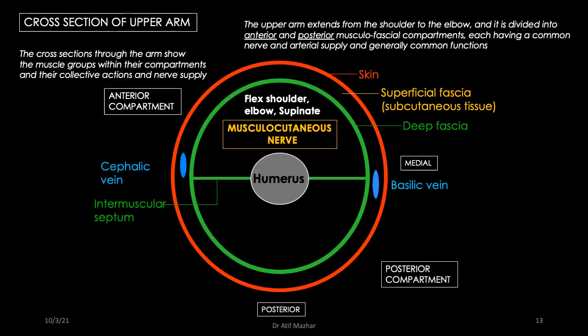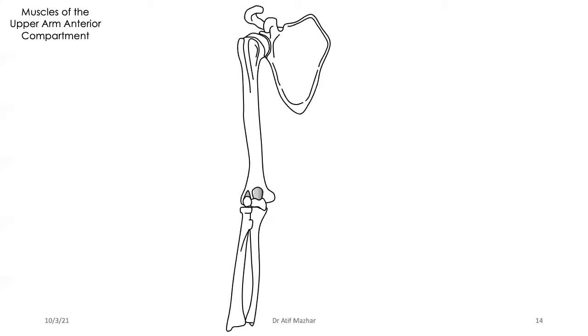And who lives in my posterior compartment? Only one muscle, that is triceps. And what it does, it extends the shoulder and the elbow. And the nerve who controls it, that's the radial nerve. Guys, if you know this much, you are done. 50% you are done for today's lecture. Now we have to add on things.